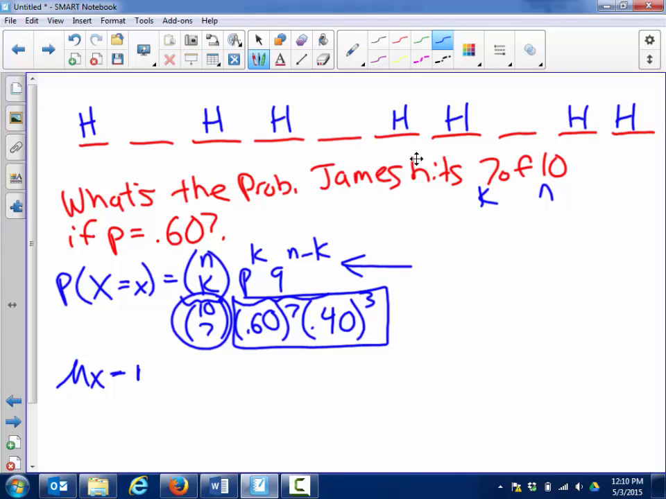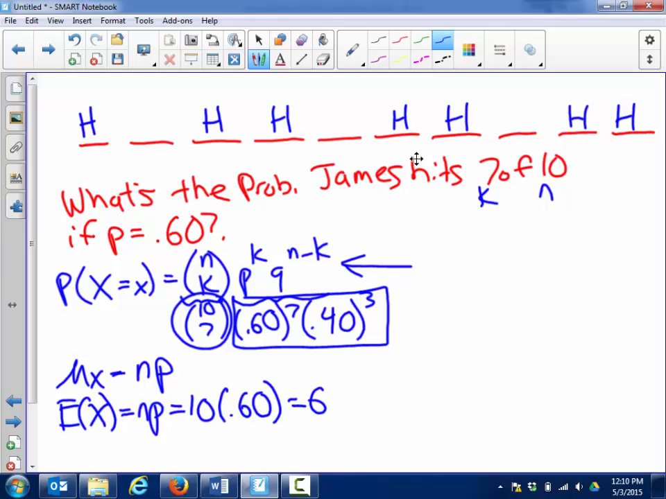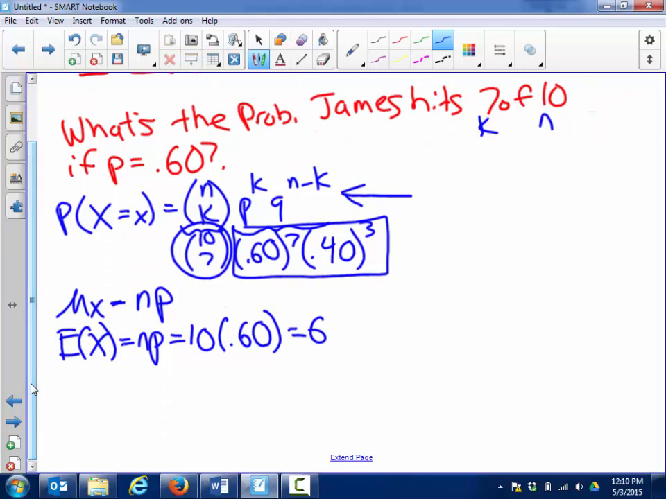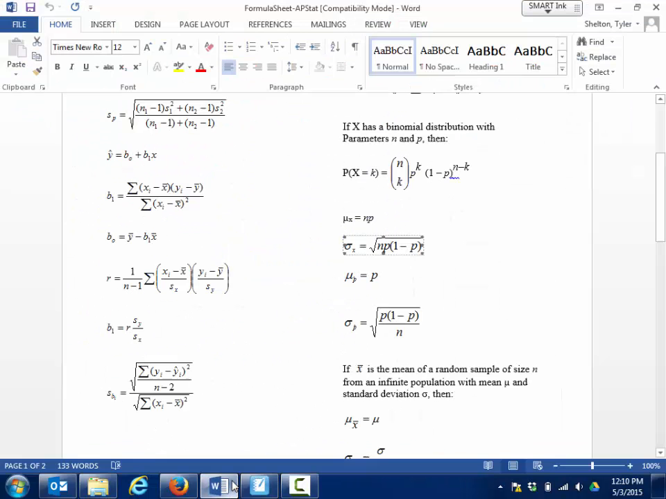are mu sub x and sigma sub x. Okay, mu sub x equals np. Well, this is just the mean. It's the same as the expected value of x equaling np. That's the mean of the number of shots he would make of 10. Well, he's got 10 trials, 60% probability of success, so you'd expect 6 shots to be made.